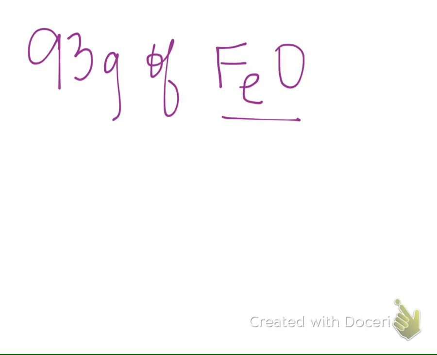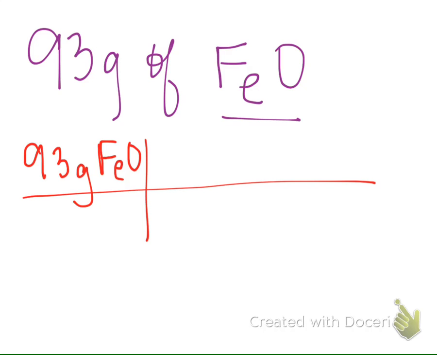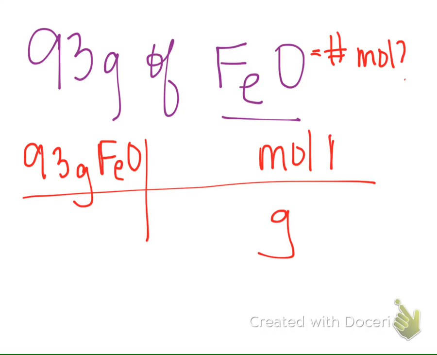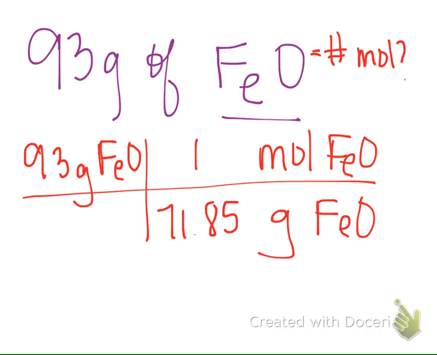So we'll go ahead and write what we know. 93 grams of iron 2 oxide. We make our T. What then goes on the bottom if I want to go from grams to moles? Because that's what I want to find here, the number of moles. The molar mass. Yep, good. Grams goes on bottom and moles goes on top. Moles gets the 1, and you're right, the molar mass goes on the bottom. So who has the molar mass calculated? 71.85.